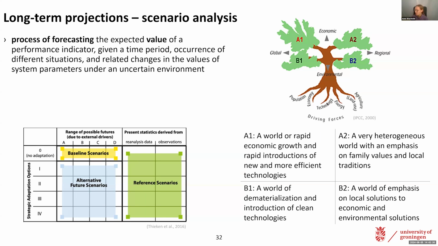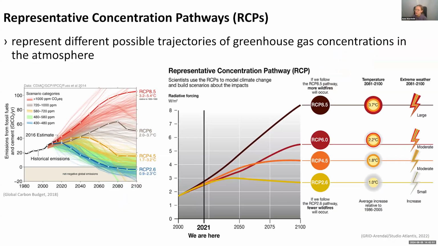This tree you see here, where you have the A1, A2, B1, and B2 scenarios, depending on different forces and where you want to focus your development on. So just to know that, different definitions of future scenarios are out there. And then you might know about the representative concentration pathways, short RCPs, which represent different possible scenarios of greenhouse gas concentrations in the atmosphere for the future.